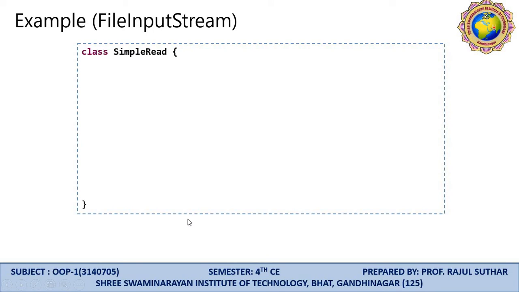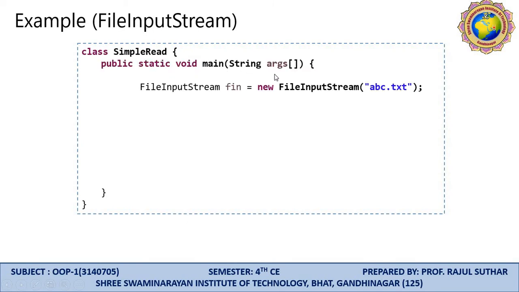So this is the example. We are working with a simple read operation. Public static void main(String[] args). Here the file name is abc.txt. You can use any file, like input.txt. Then int i = 0; while ((i = fin.read()) != -1), it will check all the characters until the end, meaning hello.